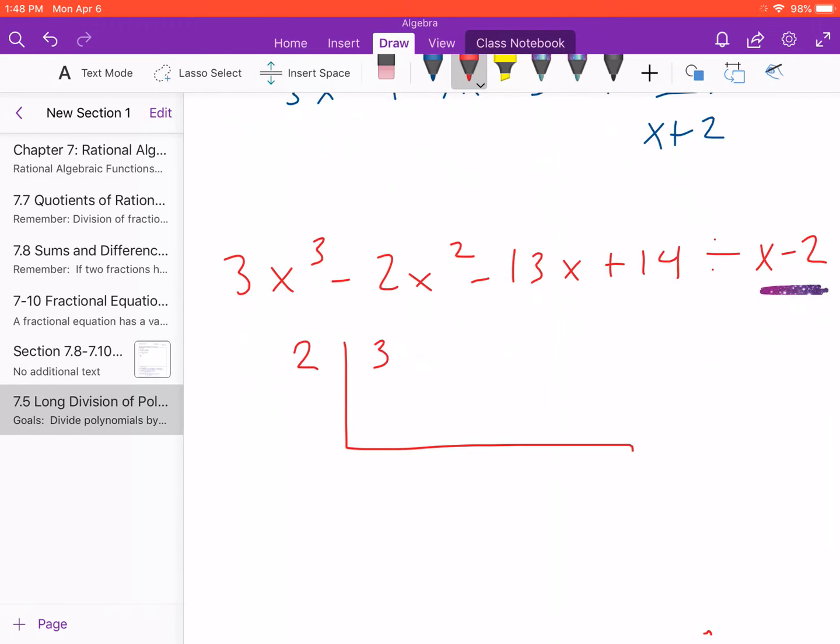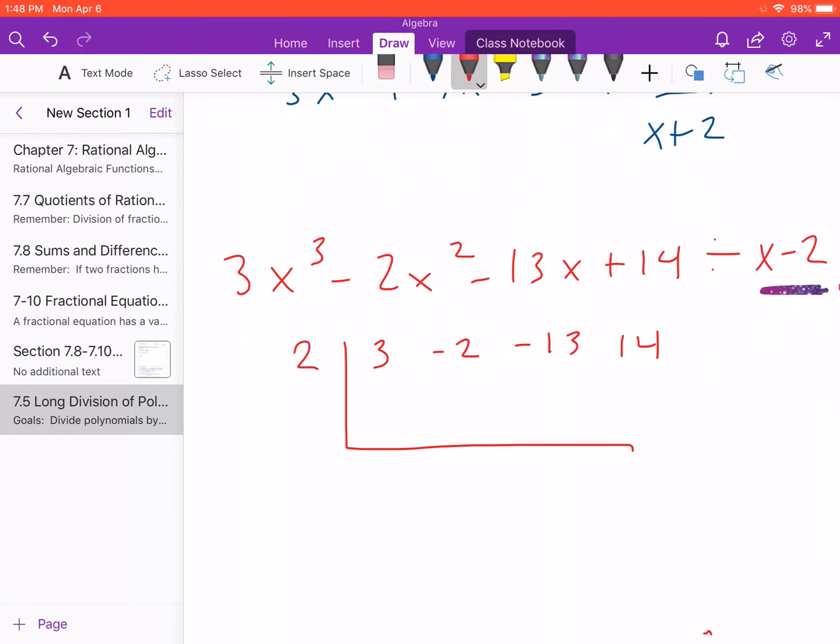So we have a 3, we have a negative 2, a negative 13, and a positive 14. So all I've done is take the divisor. Here, this x minus 2, it's actually a positive 2 when we take the associated root. And then we're going to take the coefficients from in front of our variables.